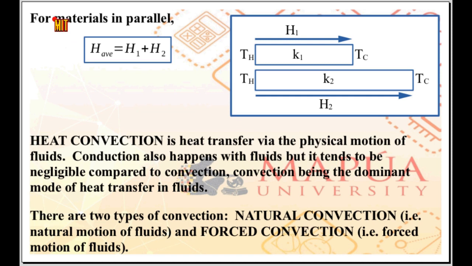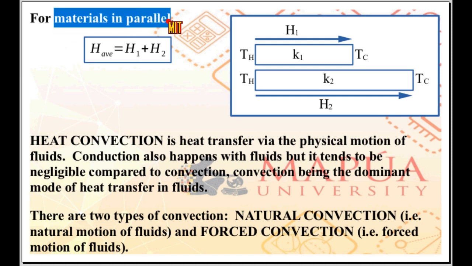On the other hand, for materials in parallel connection or layering, say you have an object comprised of two materials, K1 and K2. Say K1 is placed on top of K2, with TH on one side and TC on this side. Each material poses a parallel path or alternative path from TH to TC. The materials are layered in parallel.